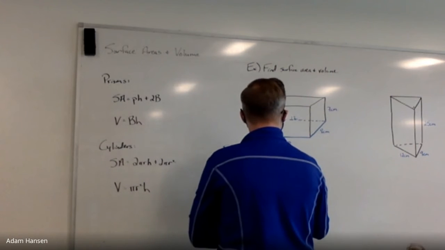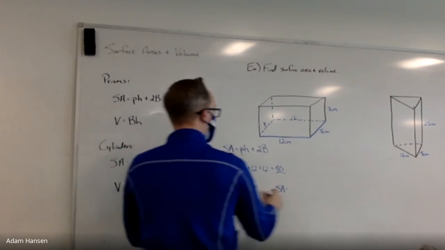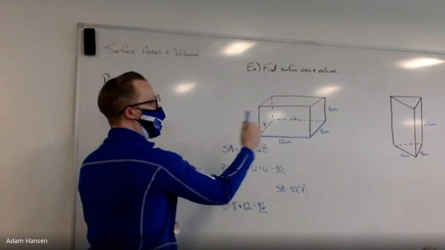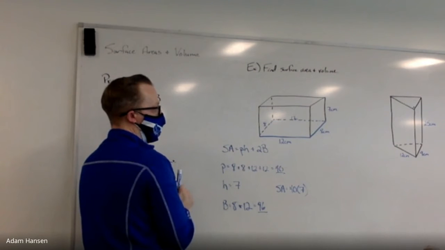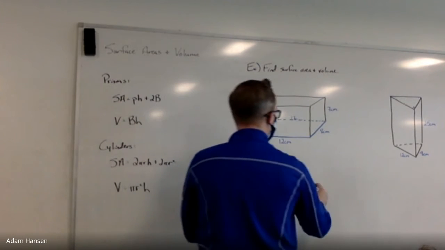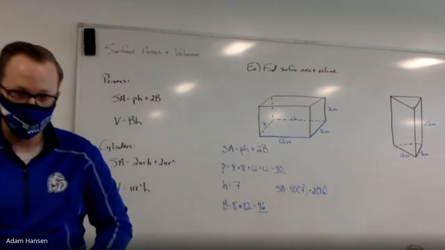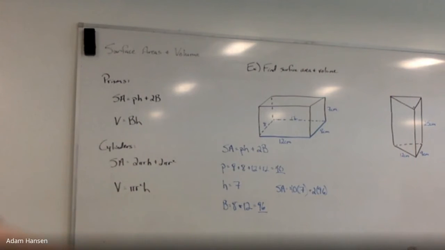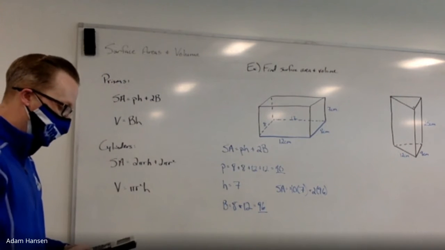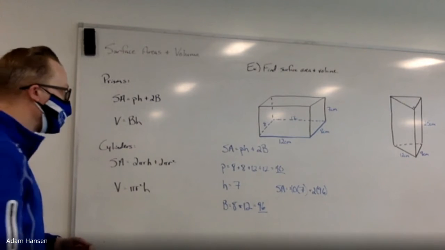Surface area. P times H, so 40 times 7. That's the area of all four sides around the box added together. Now I add on two base areas, 2 times 96 for the other two sides. I suppose you need a calculator for the next part. 40 times 7 is 280. 2 times 96 is 192. I get 472 all added together.